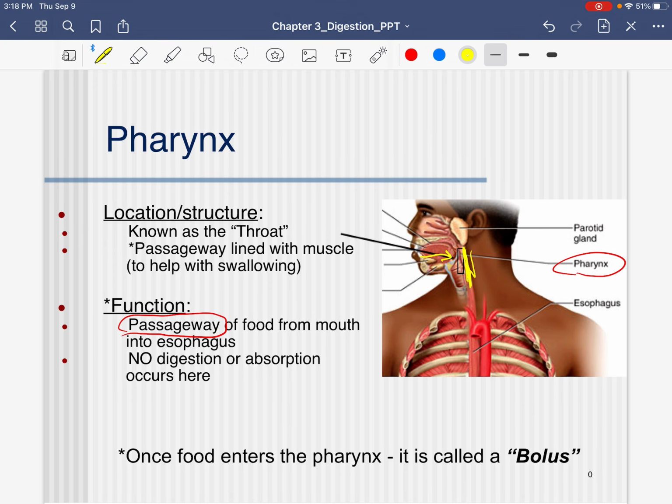So right after the mouth, after we swallow, food is going to make its first part down into the digestive tract through the pharynx. All you need to know about its structure is that it is lined with muscle.